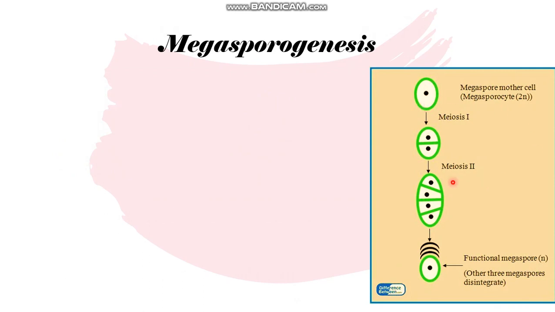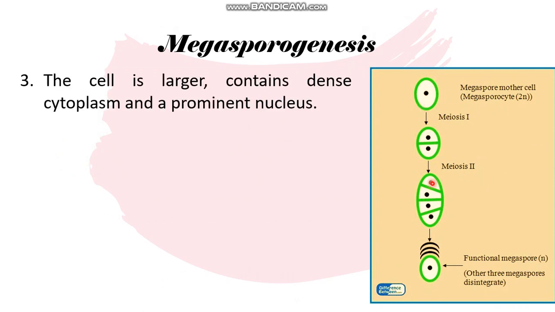Now, out of the 4 megaspores, the upper 3 degenerate and only one survives, which enlarges in size and is known as the functional megaspore. So in megasporogenesis, from one megaspore mother cell, we are getting only one megaspore. So this entire process is known as megasporogenesis.